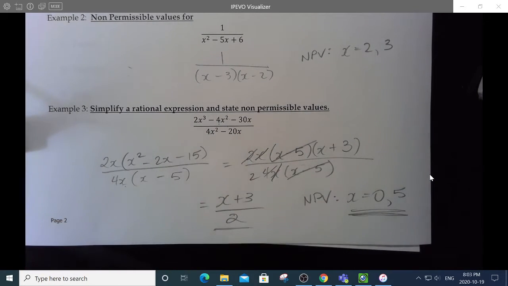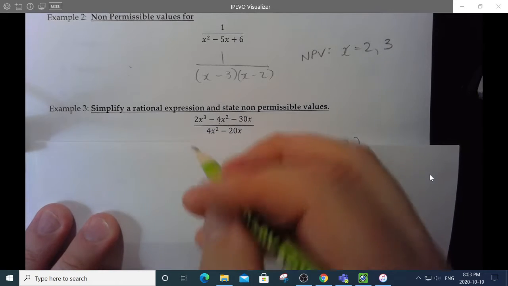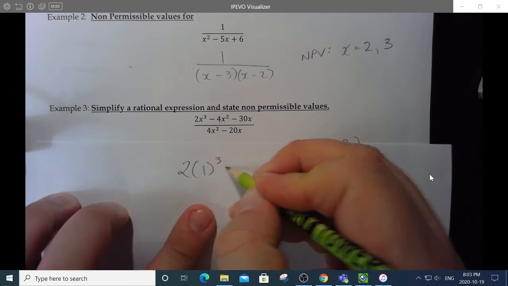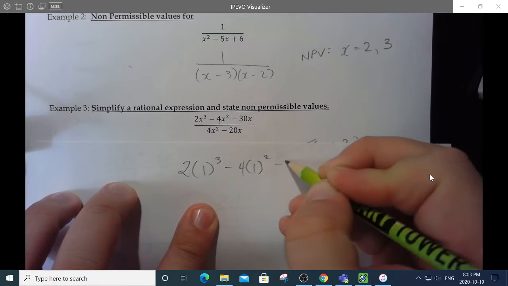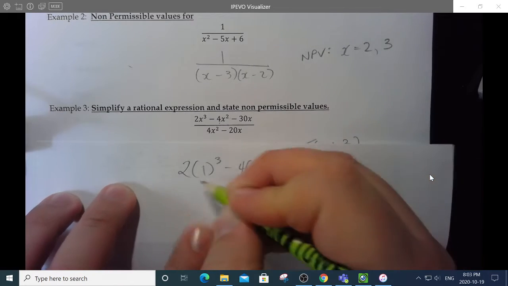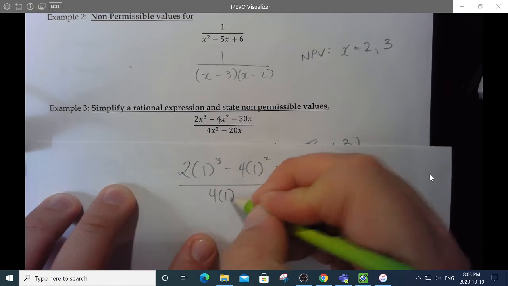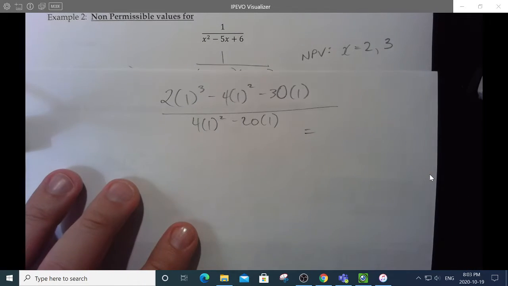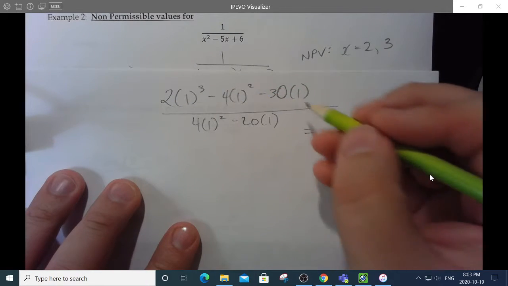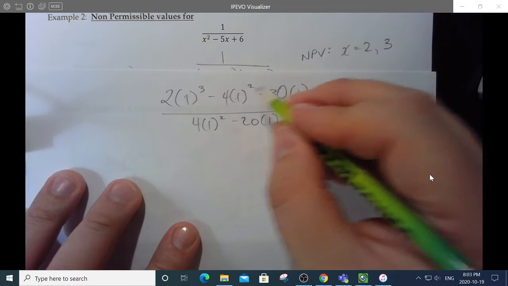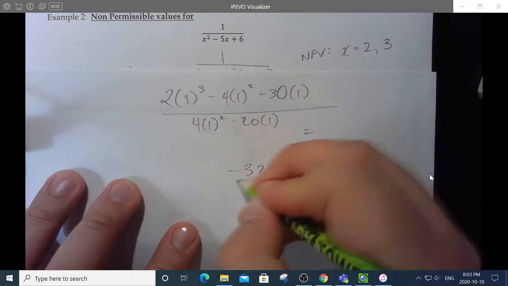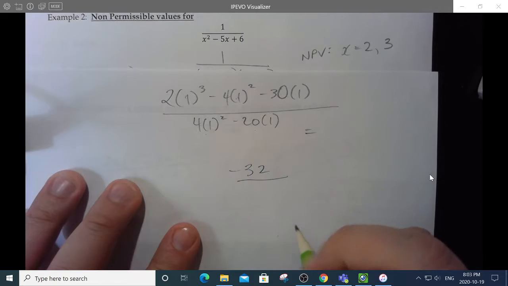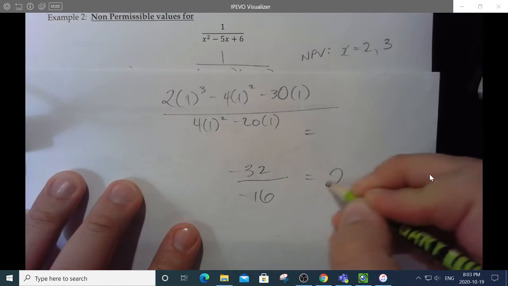And if you wanted to prove that to yourself, pick a number. Let's pick 1. 1's easy to work with. What if this x was 1? I'd have 2 times 1 cubed minus 4 times 1 squared minus 30 times 1 all over 4 times 1 squared minus 20 times 1. And that actually is 2 minus 4 minus 30. So 2 minus 4 is negative 2 minus 30 is negative 32. And down here I have 4 minus 20, which is negative 16, which is 2.